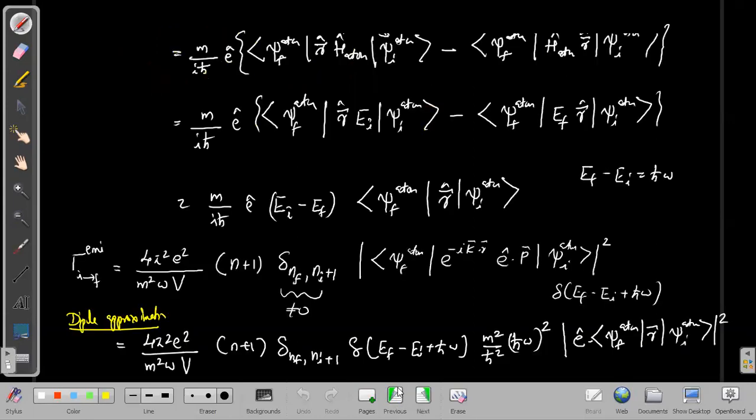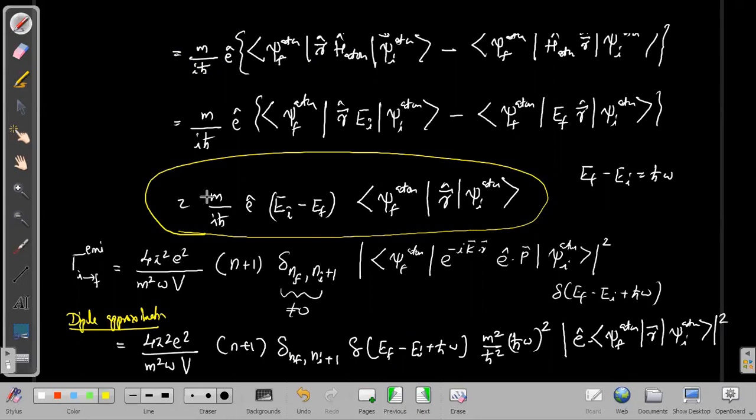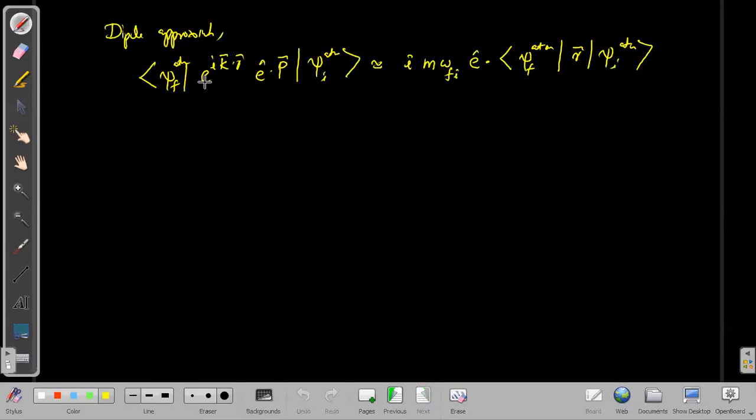This is nothing but the same expression. If you take i to the upper side, it becomes minus i, and this becomes EF minus EI, and EF minus EI I can write as H cross omega, or more correctly H cross omega_fi. Okay, so nothing great here. The same expression I have written here. So this is basically what is called the dipole approximation, and we can find out the transition rate of the atom field interaction.